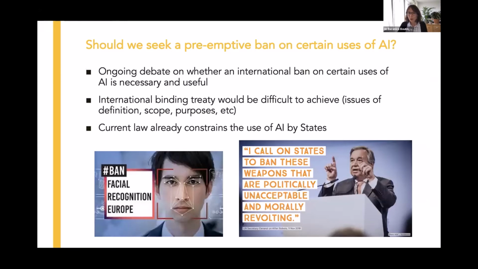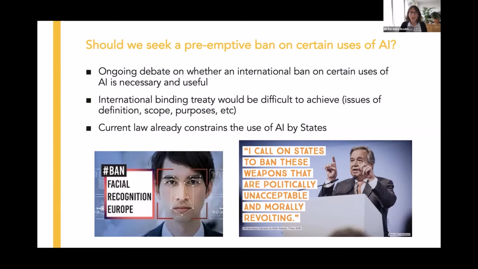Well, it would be extremely difficult to achieve such a ban, mostly due to issues of definition. If you want to ban autonomous weapon systems, you first need to define autonomous weapon systems. And after 8 years or more of debates in Geneva, no states or delegations agree on a single definition of autonomous weapon systems. Therefore, it would be difficult to reach a ban.